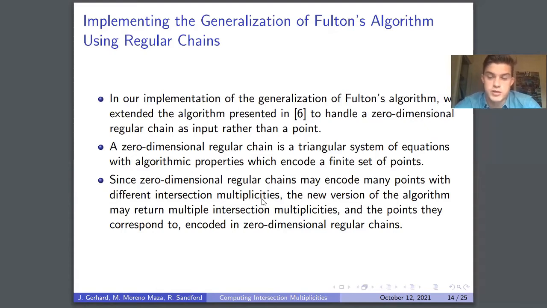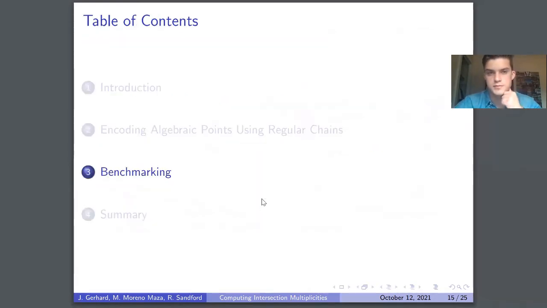But because those zero-dimensional regular chains can encode a finite set of points, it may encode more than one point. So instead of returning an intersection multiplicity, we actually have to return a list of points and their corresponding intersection multiplicities in case some of the points encoded have different intersection multiplicities. So that was the first big thing we did.